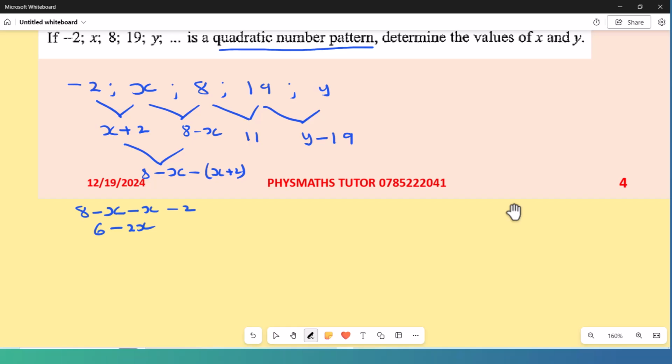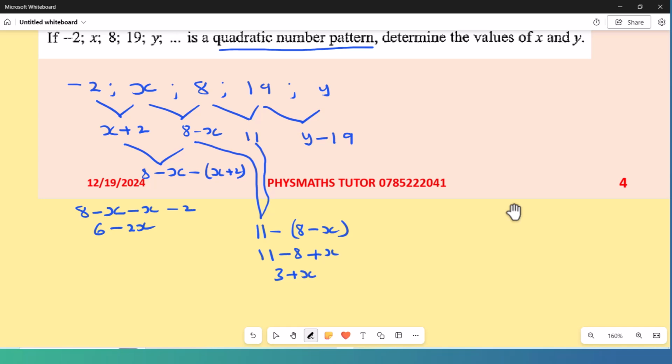Then I'm going to subtract now: 11 minus (8 minus x). This is 11 minus 8 minus x. Don't forget the brackets here, guys. So we're going to have 11 minus 8 plus x. So what's 11 minus 8? We know it gives us 3. So we're going to have 3 plus x.